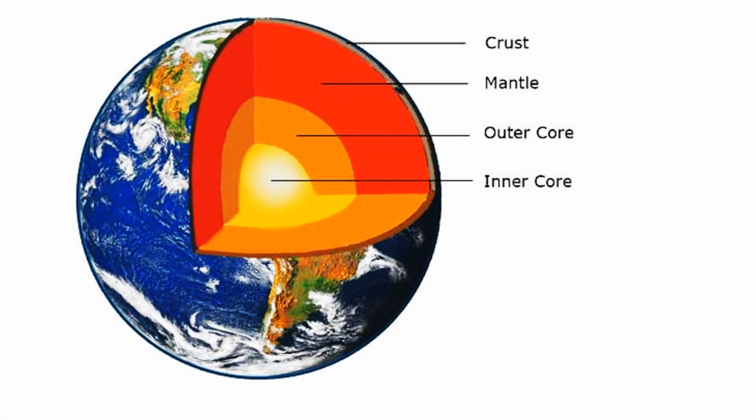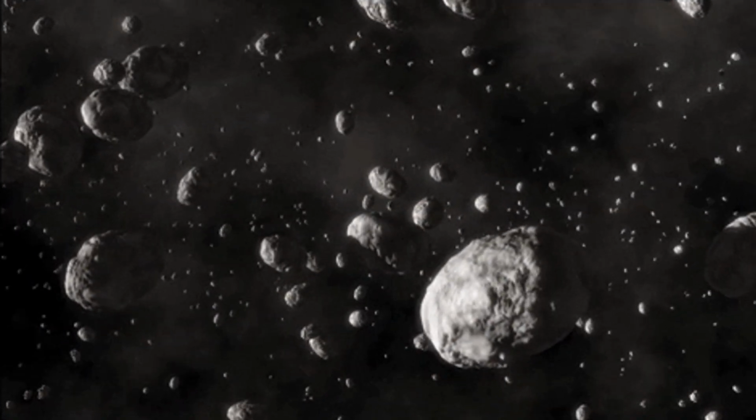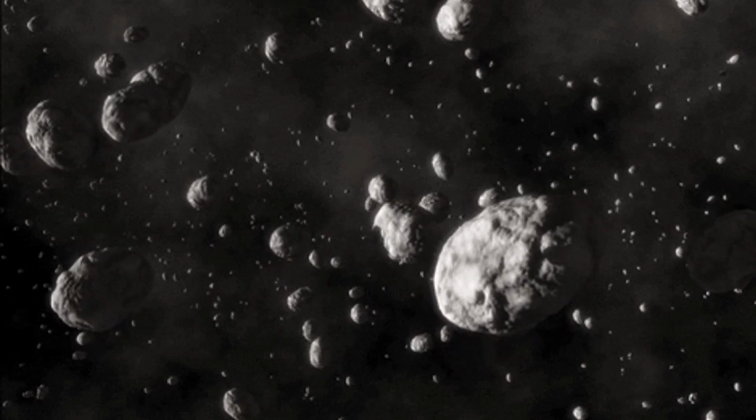Considering the inner structure of the Earth, the innermost core contains solid iron, then the outer core contains liquid iron, which generates the magnetic field, and the mantle is what drives tectonic plates responsible for earthquakes. So now we know what's there in our solar system.